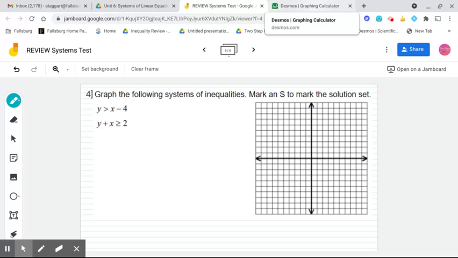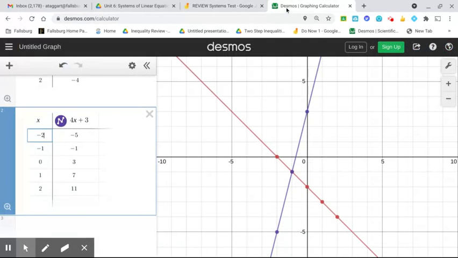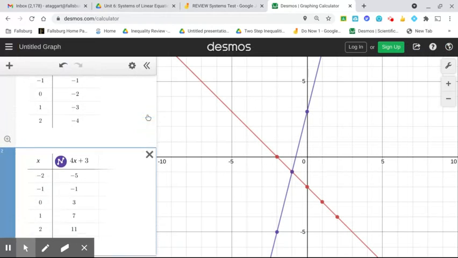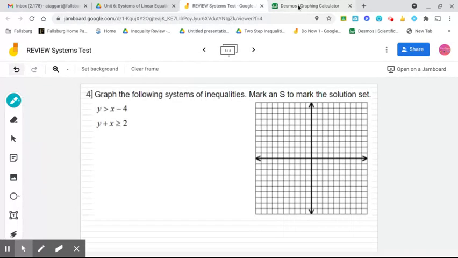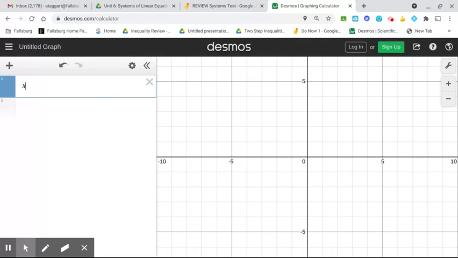And again, we have to figure out where we are shading. When we have inequalities, we want to shade because there's more than one solution to an inequality. So if it is greater than, you shade above. If it is less than, you shade below. So y is greater than x minus 4. That's already in y equals mx plus b format. So I'm going to come to Desmos, and I'm going to graph. I don't have to put the y in or the inequality symbol, but I do have to just put that x minus 4 in.